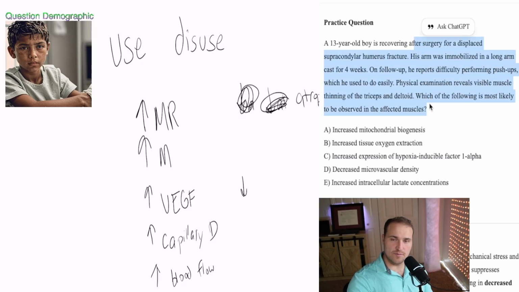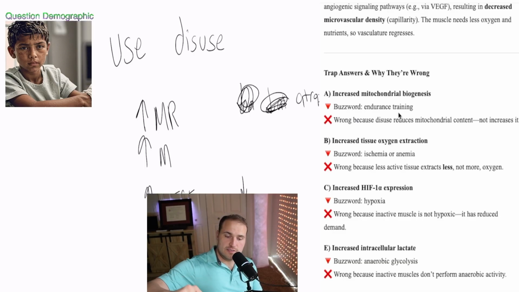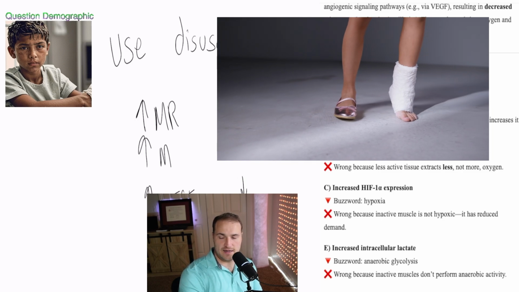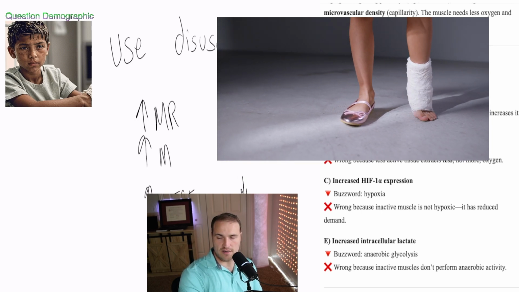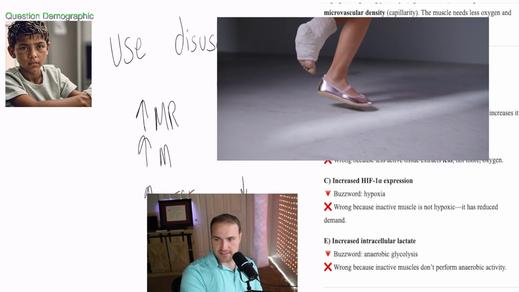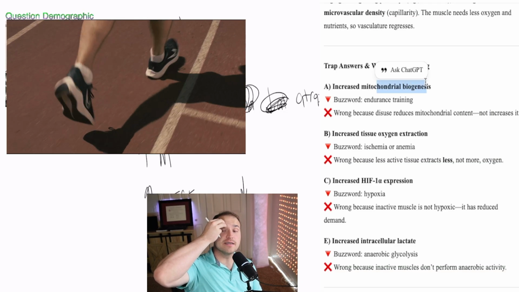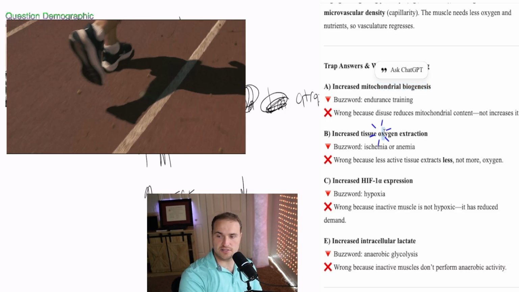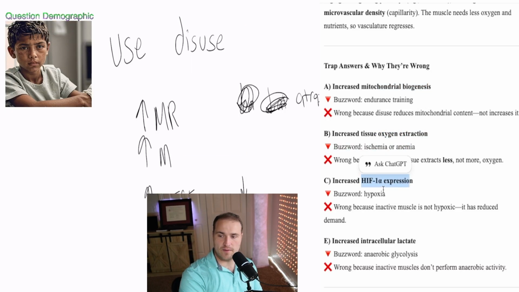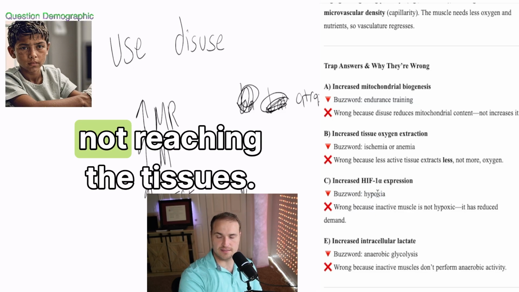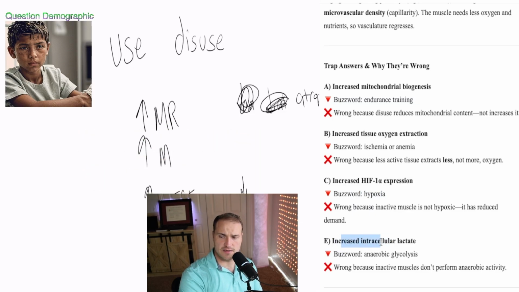So he has his arm immobilized, and the answer is going to be microvascular density. So you just hold your arm like this, don't even move it, put it in a cast 3 weeks, your muscles are going to shrink, and also the blood supply does too. It starves your muscles. Now, these other answers are interesting. Increased mitochondrial biogenesis would be if you're training for a marathon, doing endurance training. Increased tissue oxygen extraction would be ischemia. HIF-1 alpha expression, hypoxia, that's when it's not reaching the tissues. And increased intracellular lactate would be anaerobic glycolysis. That's wrong because inactive muscles don't perform anaerobic glycolysis.